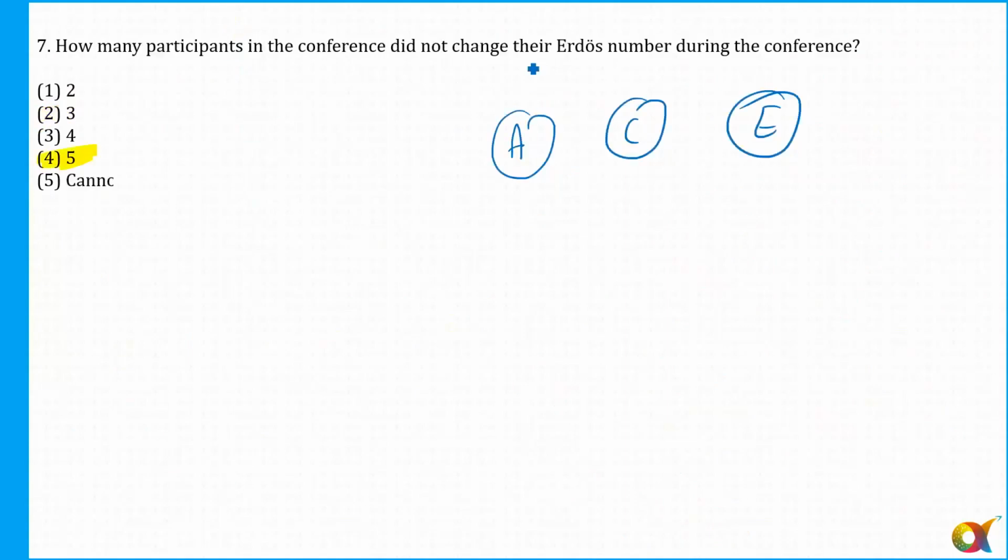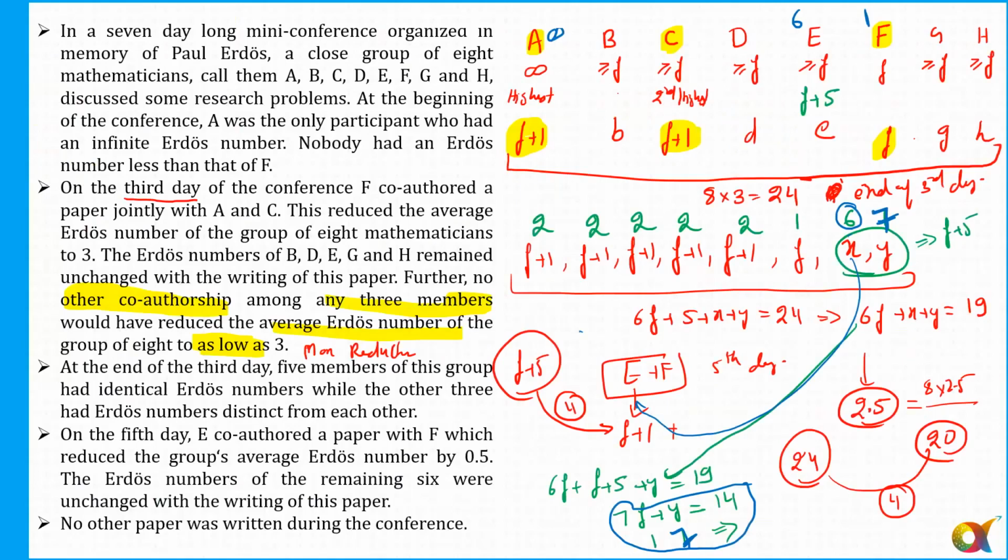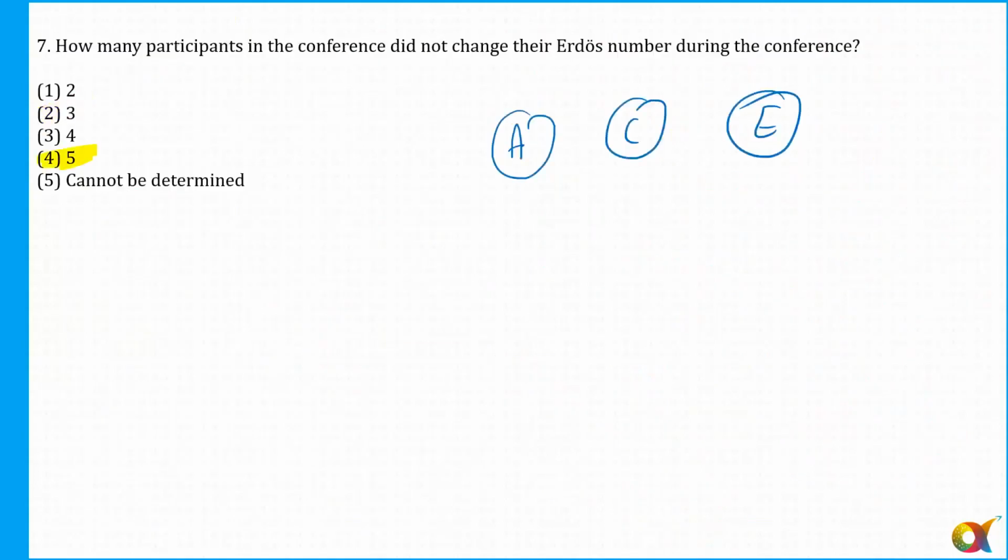Now the 8th. The IRDOS number of C at the end of the conference, that is 2. Yes or no? Because C has co-authored with F. So you can see C has co-authored with F. For F it was 1. So for C it will become 1 plus 1, that is 2.